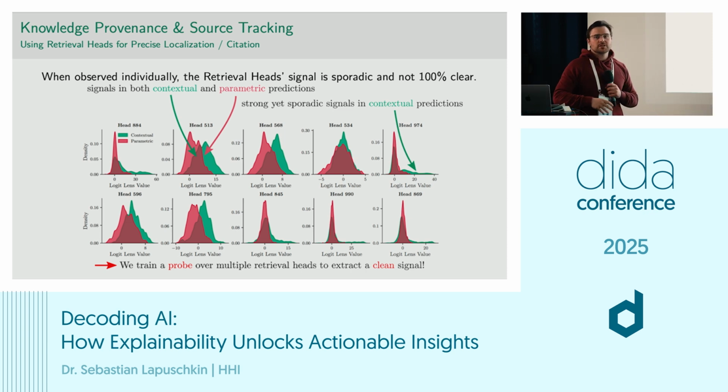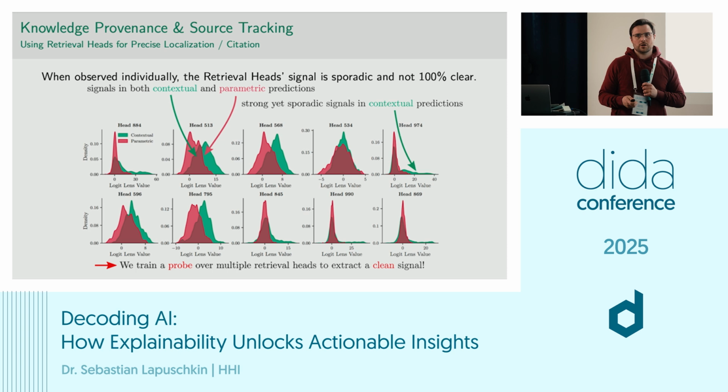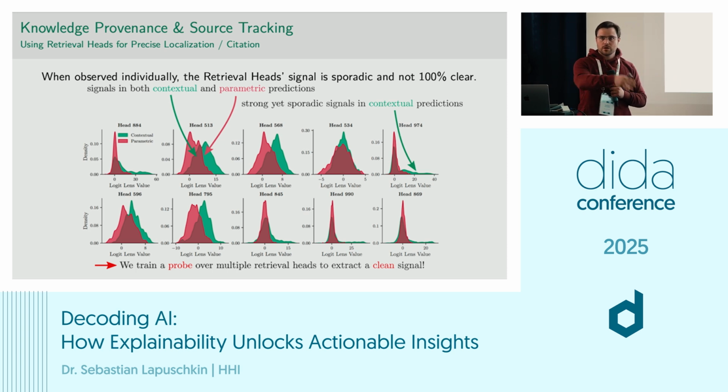In a nutshell, this means we can observe individual heads to figure out if the model is working by using information from the context, but the signal is not clear. So what we did is we took all those top heads with the strongest indication that they are working contextually, and we trained a probe.